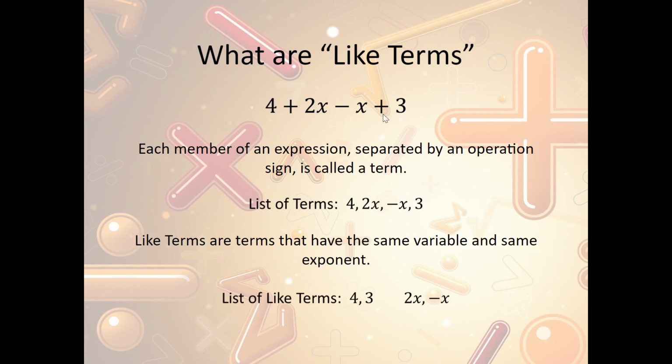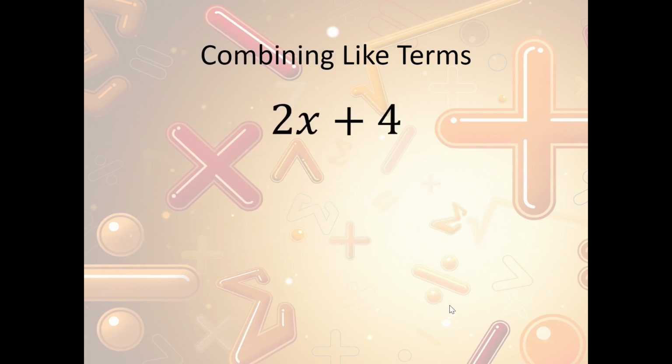Likewise, 4 and 3 are considered like terms because they have the same variable, in that the variable is nothing. There is no variable, so that's the same. They have that in common, and they have the same power, the power of 1. So 4 and 3 are like terms, and 2x and negative x are like terms.